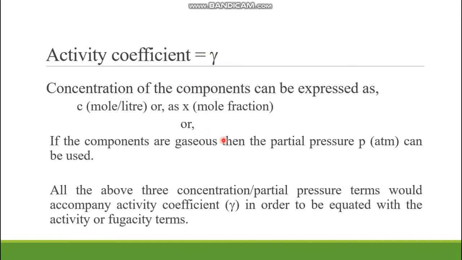The concentration of the components can be expressed as C moles per liter, or in the mole fraction X. X has no dimension or unit because it's a ratio simply. Or if the components are gaseous, then partial pressure P can be used. That means, what is meant by this line? What is the explanation of this line? That means instead of fugacity, you can use the term pressure in atmosphere unit.